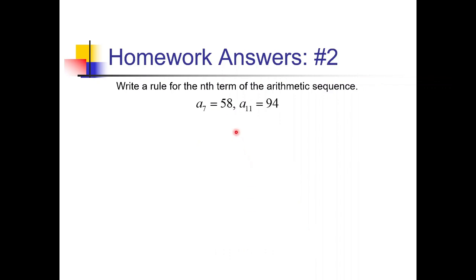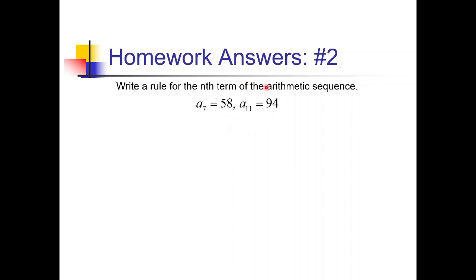To find a rule for the nth term of this arithmetic sequence, since it's arithmetic, that means it has a common difference. Let's go ahead and find that. Since these terms are not right next to each other, I basically have to use the slope formula in order to get the common difference.